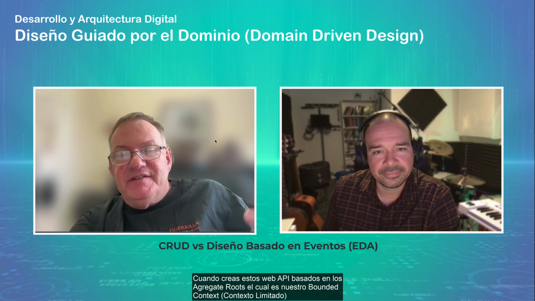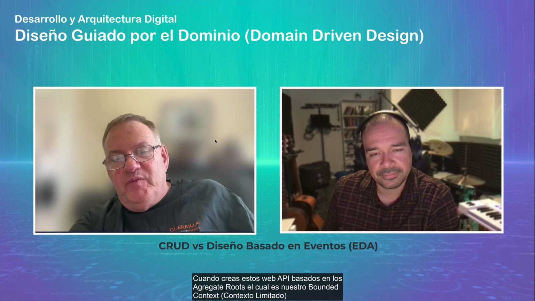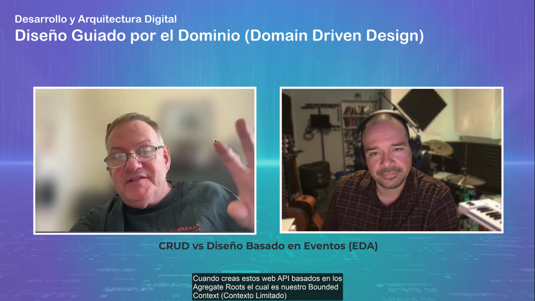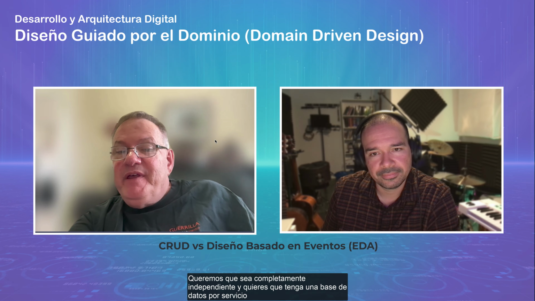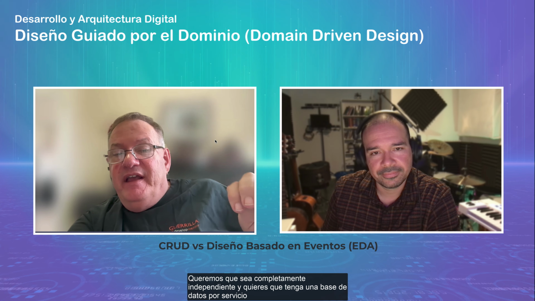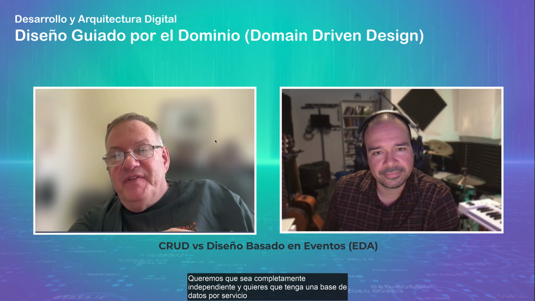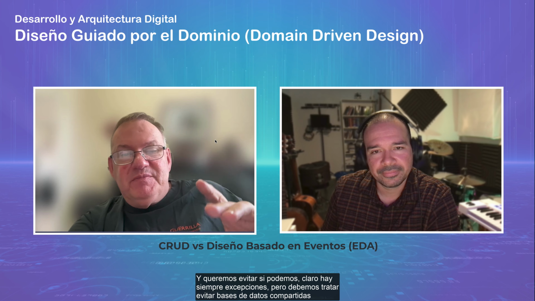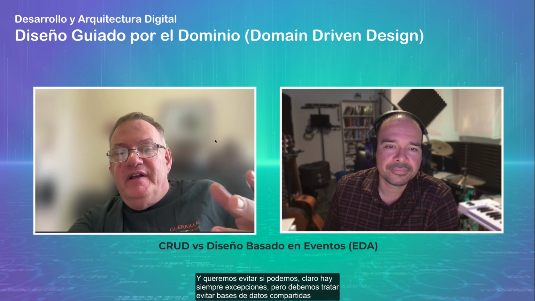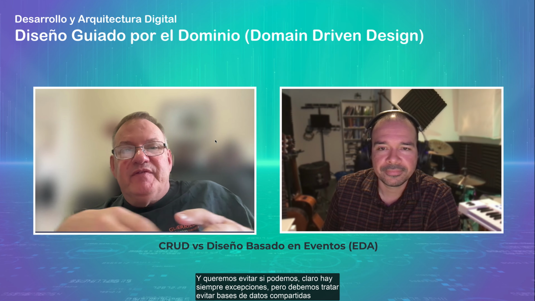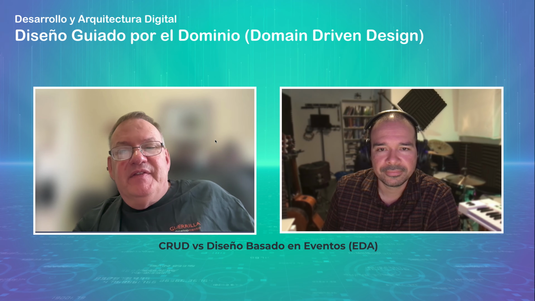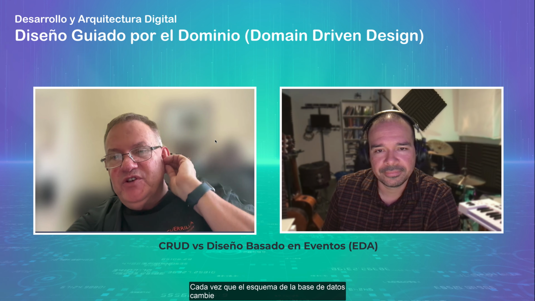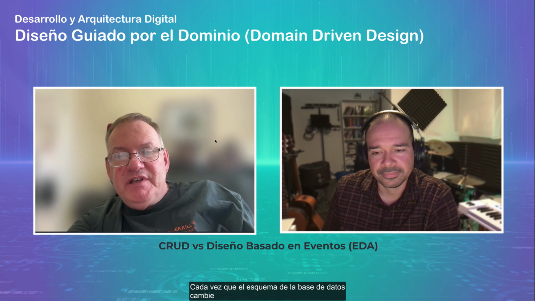So when you create these web APIs based on an aggregate root, that's your bounded context, right? You want that to be completely independent, and you want to typically have a database per service, right? And you want to avoid, if you can, of course, there's always exceptions to this, but the guidance is to try to avoid, at least initially, any kind of use of a common shared database among services, because then you have to synchronize the deployments of those services if the database schema changes.